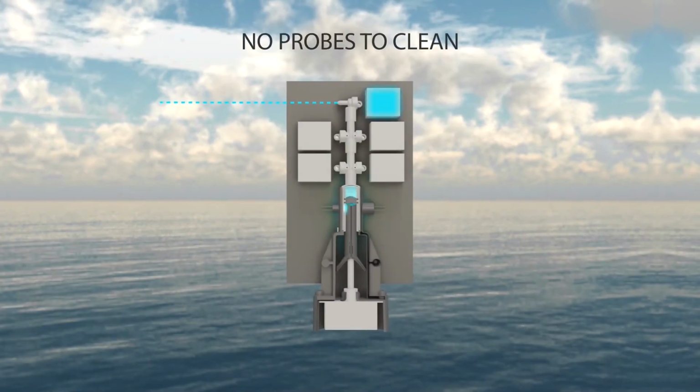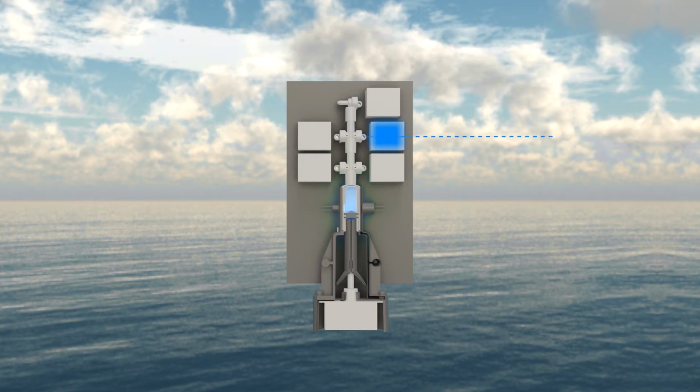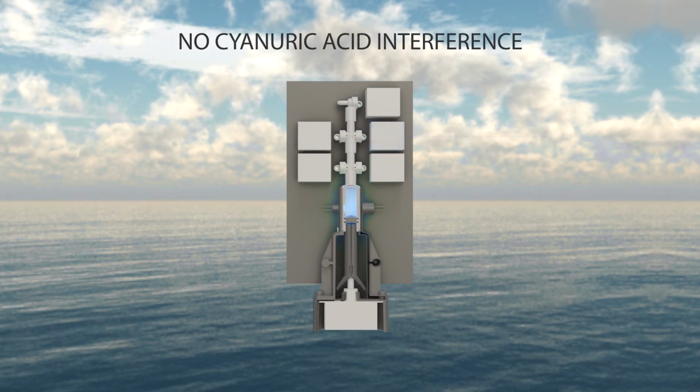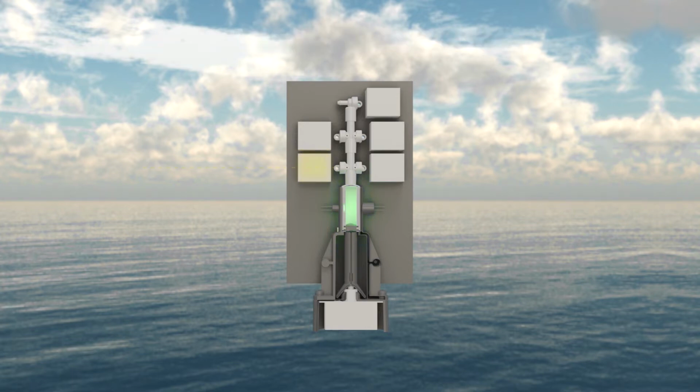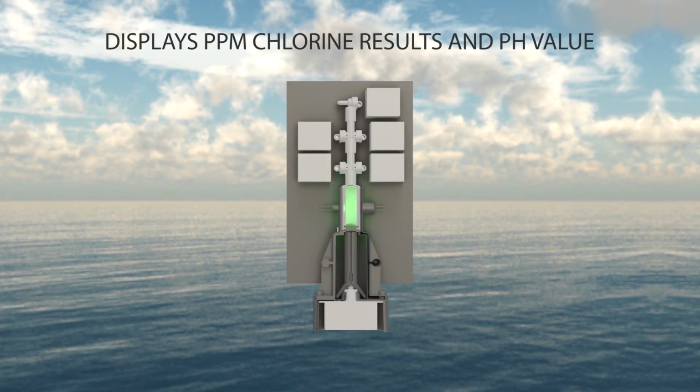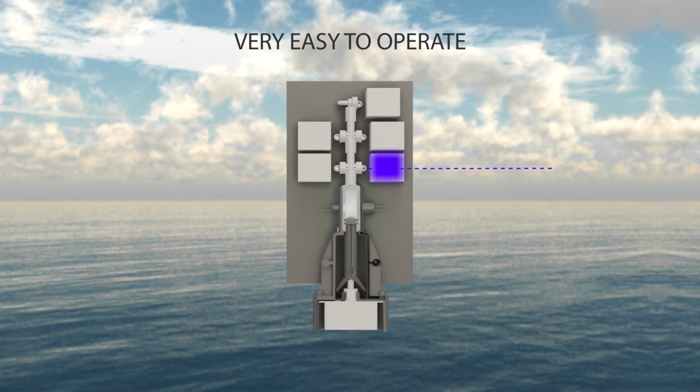Photometric technology uses light passing through a water sample mixed with a precise volume of reagent to accurately determine the pH and chlorine levels. It is not affected by interferences suffered by other technologies. It requires no calibration or cleaning and provides the chlorine readings in parts per million.